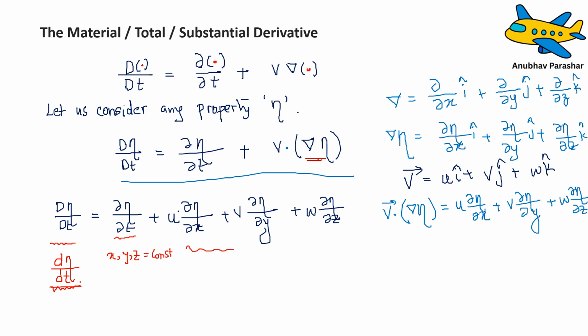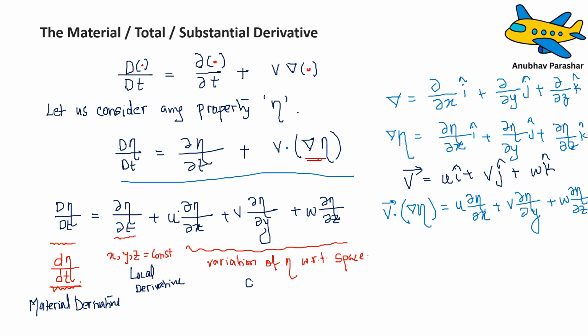And what is this? This is the variation of eta with respect to space. Now, if you combine all of this, we are going to understand it. This is known as the material derivative. This is known as the local derivative, and this is known as the convective derivative, right?